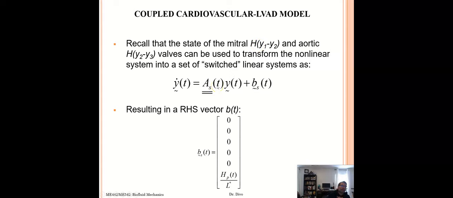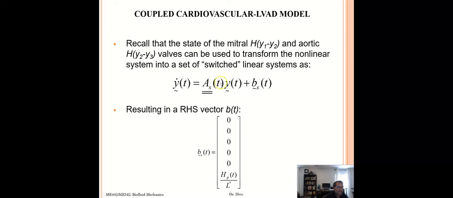And we went through that in detail by formalizing this and formulating what A1, A2, A3, A4 are. One is a switch state in which both valves are open. Two is when the mitral valve is open and the aortic valve is closed. Three is when the aortic valve is open and the mitral valve is closed. And four is when both valves are closed.